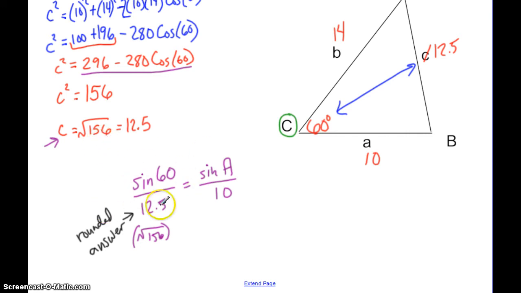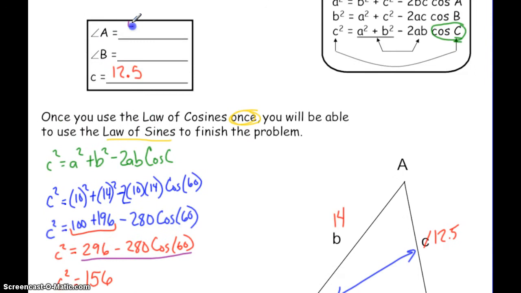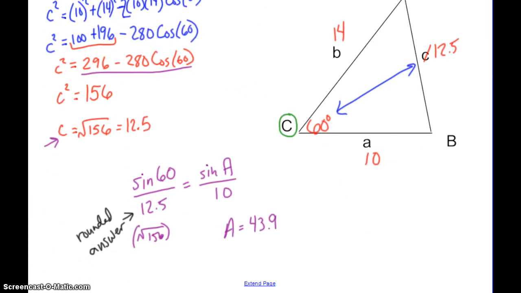Either way, when we work through our law of sines here, which you can look at in the other video, I'm not going to take the time to write it all out. When you cross multiply, take the inverse sine, and you solve for A, we get that A equals approximately 43.9. And again, check with your teacher as to how they want you to round that answer. So 43.9 is angle A.